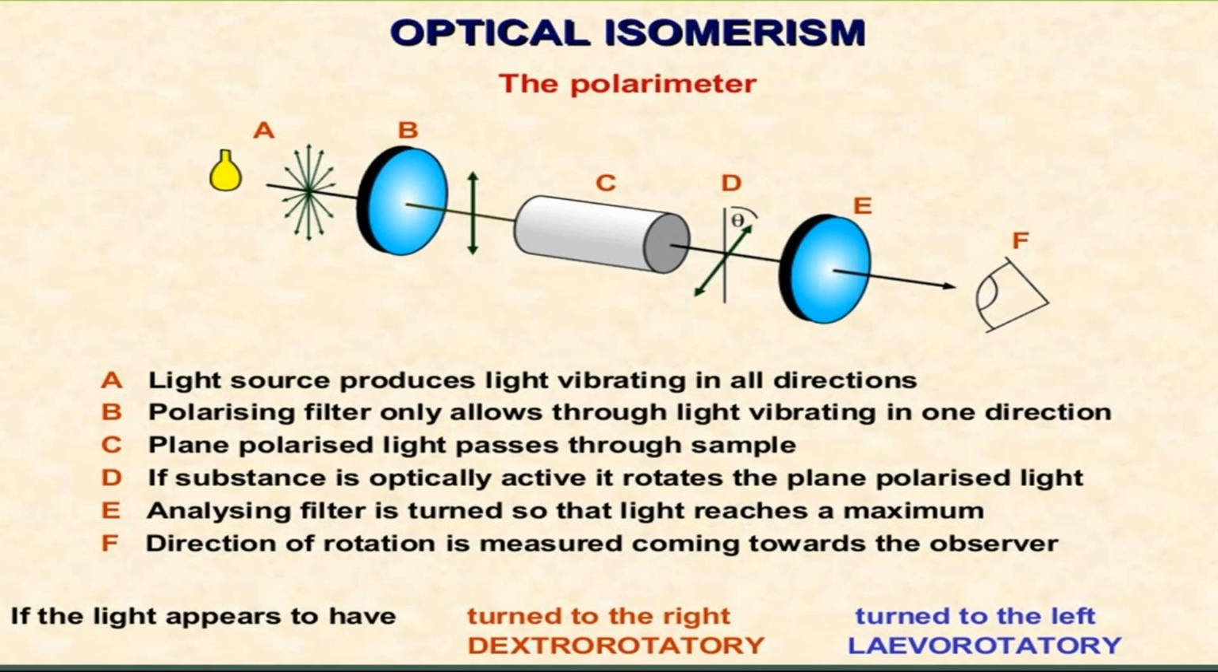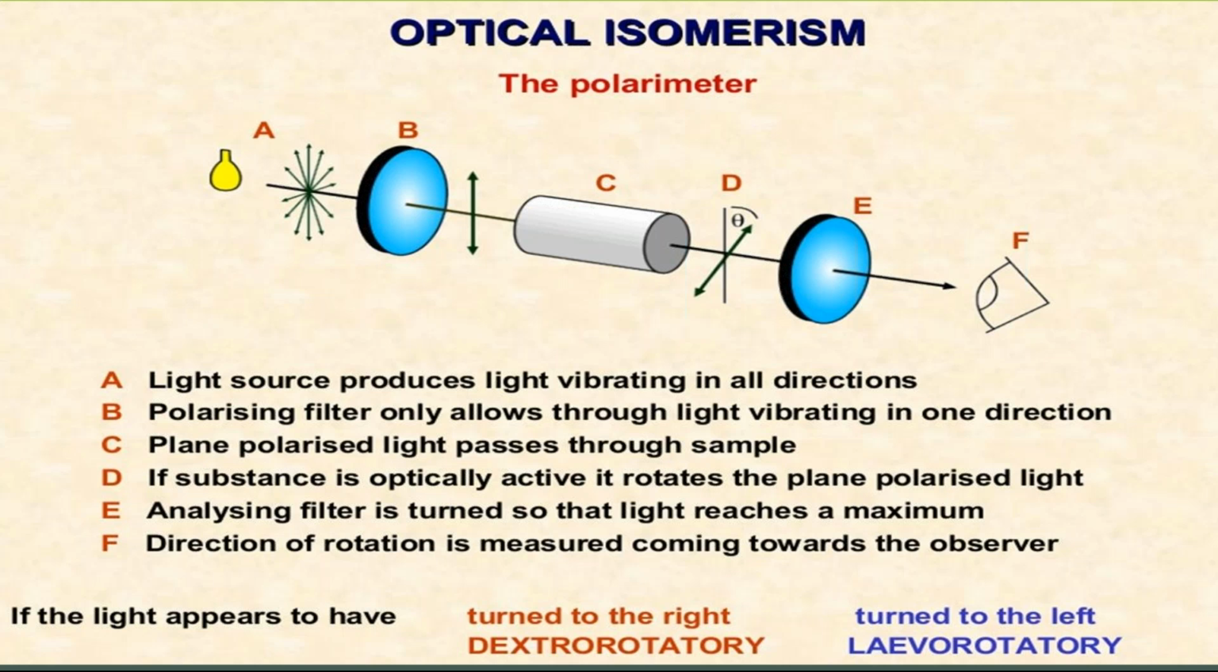So we'll see what optical activity is. This is the arrangement of how you can observe polarized light and optical activity. You have 1, 2, 3, 4, 5, that is A to F. So we'll start from A. A is a light source, which produces light vibrating in all directions.